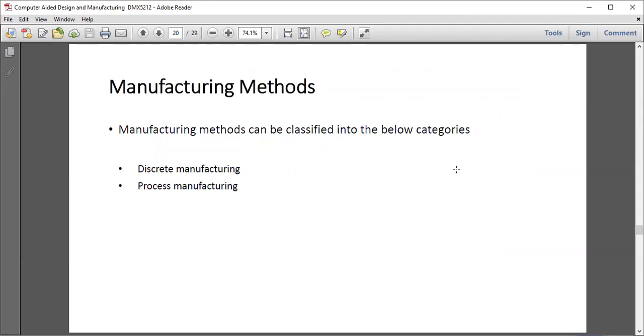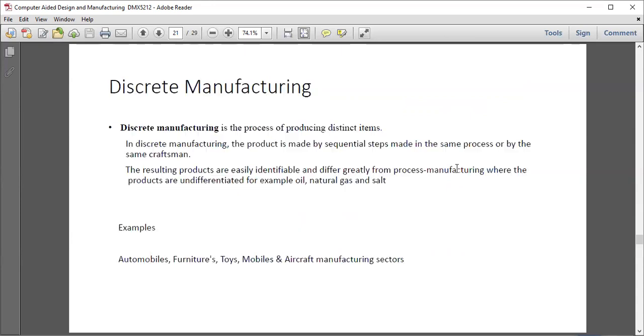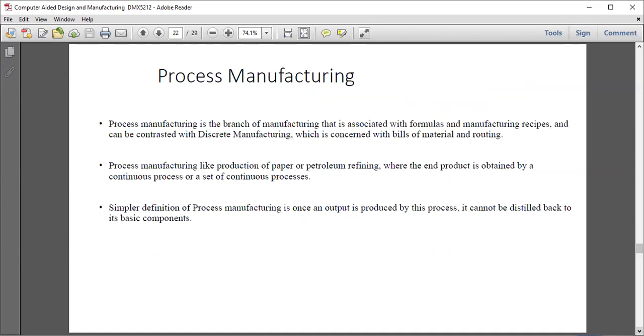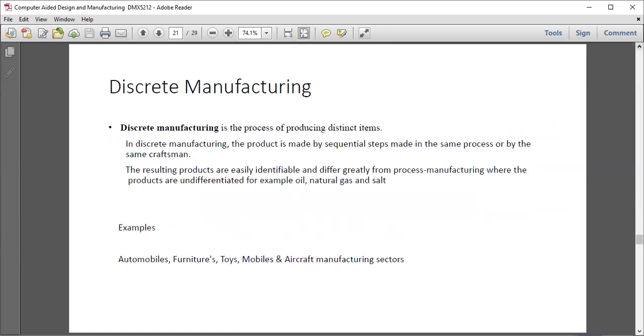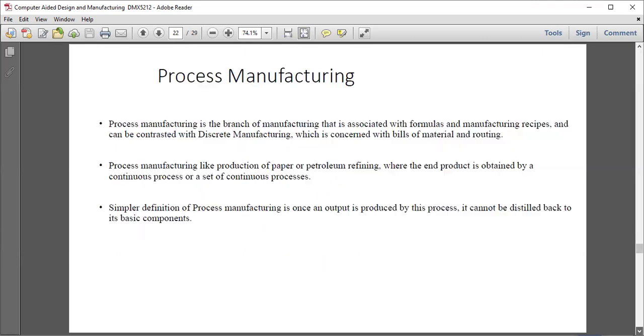And there are two manufacturing methods: discrete manufacturing and process manufacturing. In discrete manufacturing, you produce distinct parts, different parts or products. In process manufacturing, you produce the same type of product throughout the process. We talked about this as well. We use the term continuous manufacturing, or the continuous production process. So this is the same. So remember, these are two categories in manufacturing: discrete manufacturing and process manufacturing.